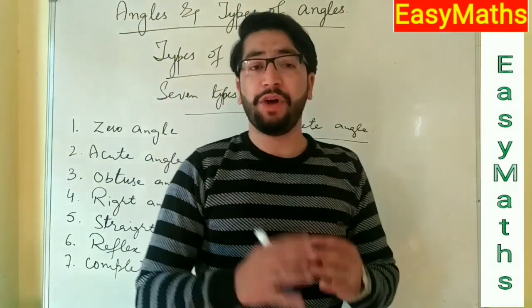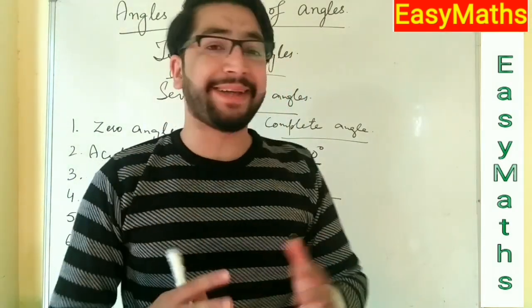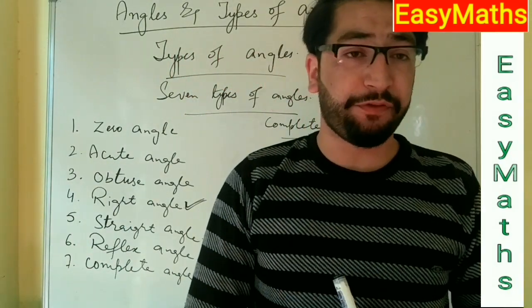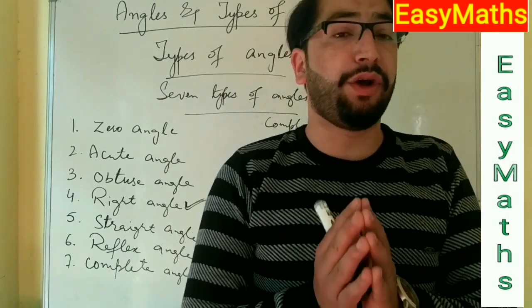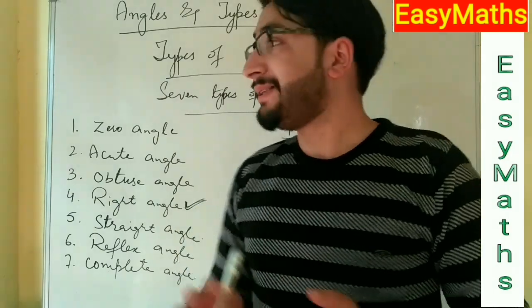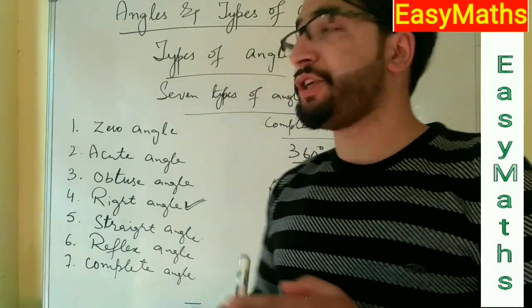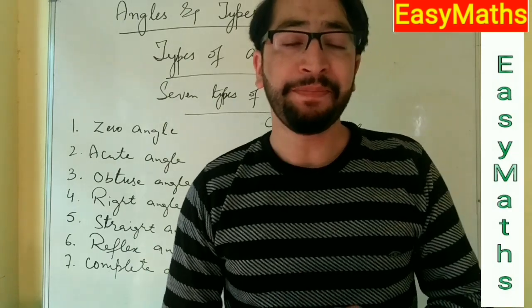So students, we learned about angles and types of angles today. There are 7 types of angles, but some mathematicians say that there are only 6 types of angles. The zero angle is not mentioned in those 6 types. If we take 7 types, then the zero angle is the seventh type of angle.